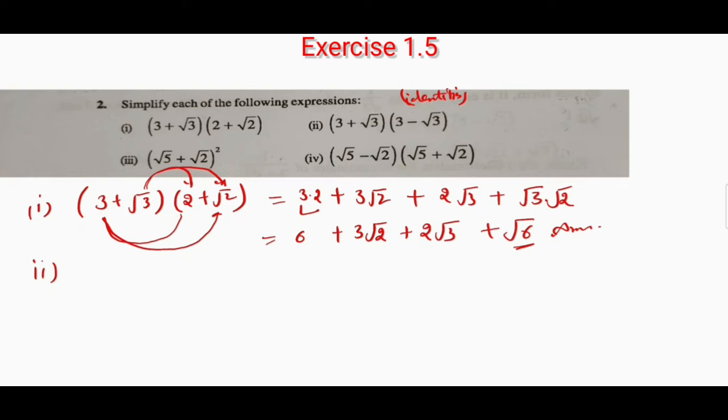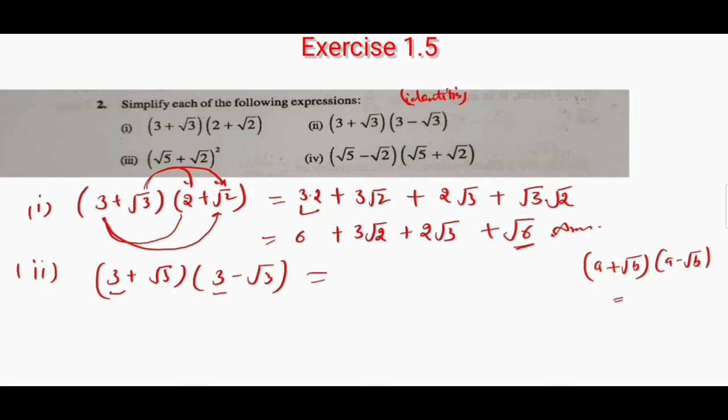Second question, 3 plus square root of 3 into 3 minus square root of 3. So I will use this identity: a plus square root of b into a minus square root of b is equal to a square minus b. So here it will become 3 square minus 3, which is 9 minus 3, which is equal to 6.